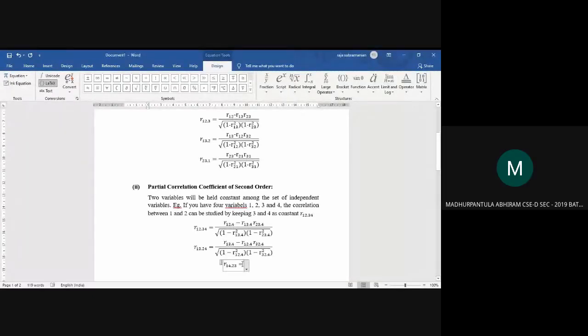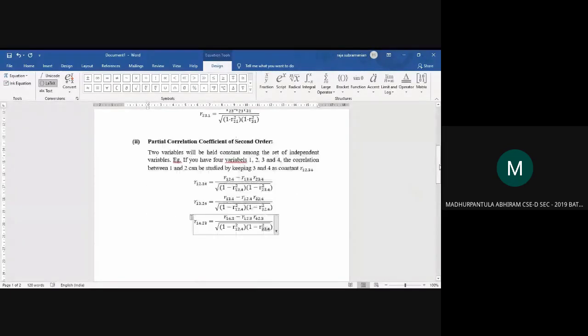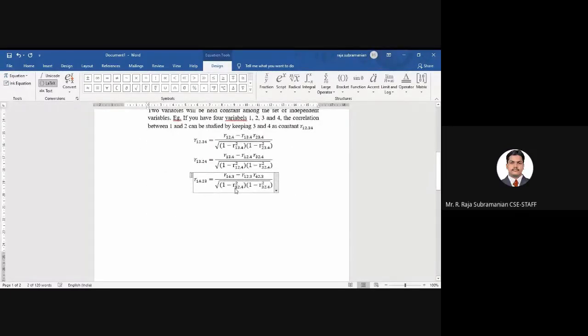R14.3 minus R12.3 into R42.3. Next, the same thing will be normalized in the denominator. That is R12.3. Great. This side, R42.3.